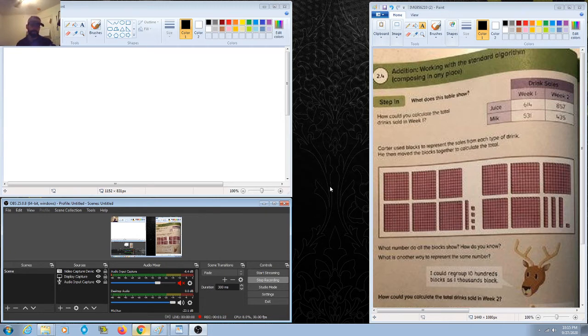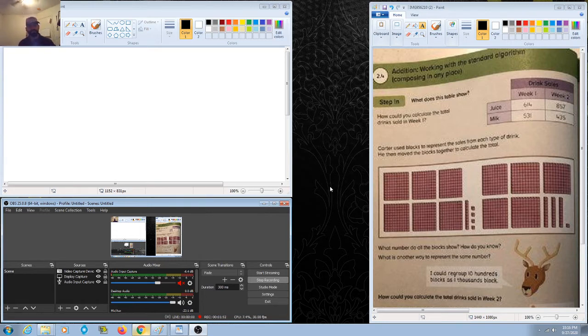So for the step in question, it says, what does the table show? Remember that tables are usually set up in columns and rows. The columns represent which week we're looking at for drink sales, and the rows represent the type of drink, whether it be juice or milk. So it's a 2x2 table with the first and second weeks, and the two types of drinks that we're looking at in question.